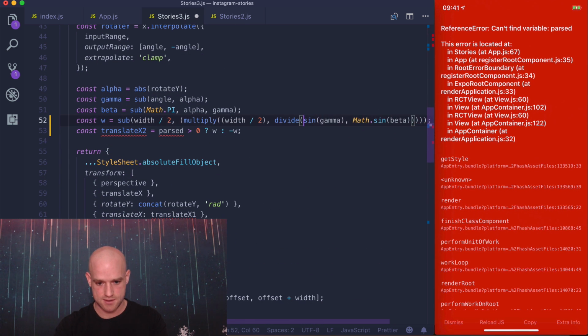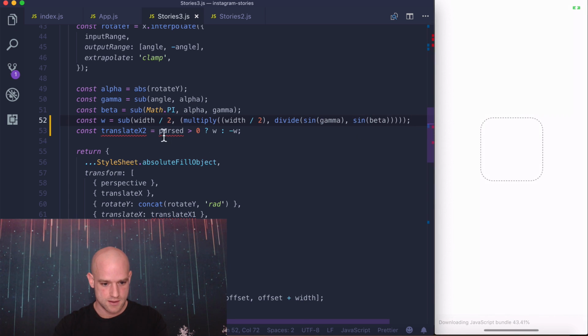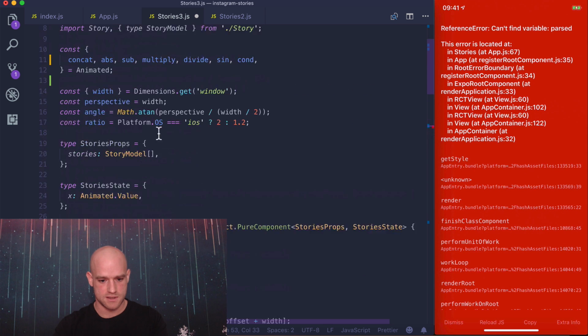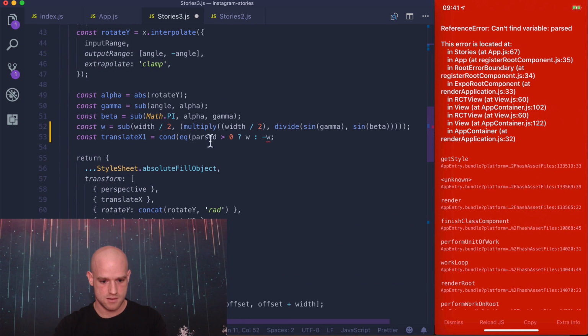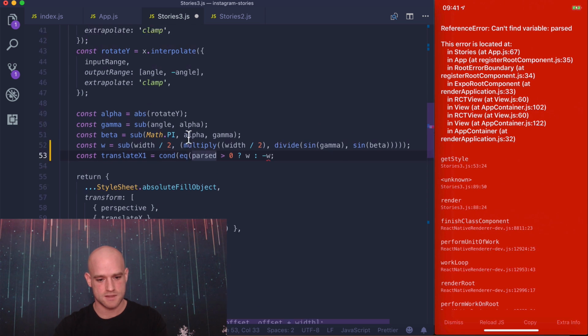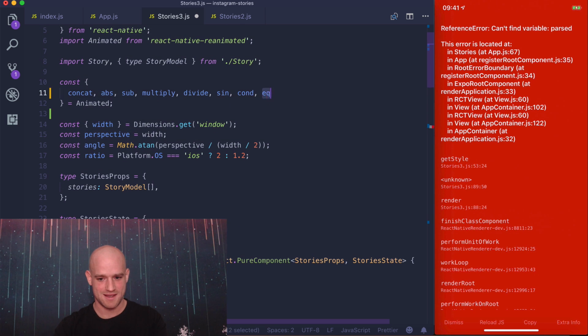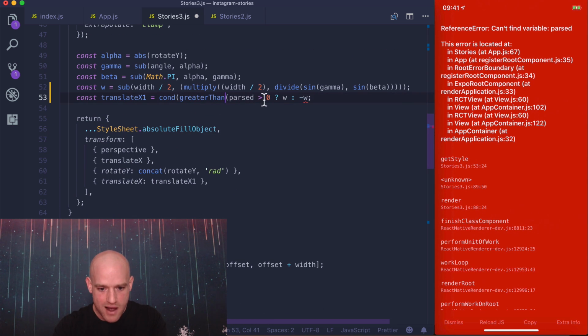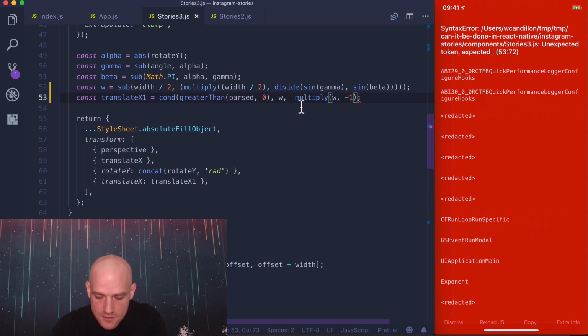So sinus is. Okay, sinus. And now here, should be translate x1. And here we have a condition. So equal, so we need equal as well. No, it's not equal, we need greater than, sorry. Greater than. So if greater than zero, then we return w, or we multiply w by minus one. And this one is rotate Y. So let's have a look.